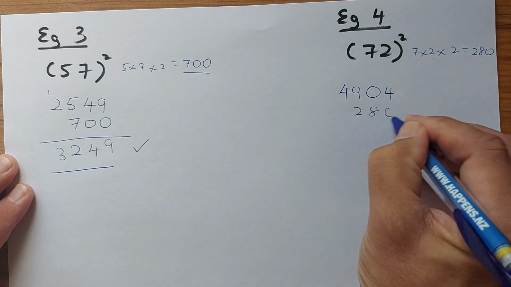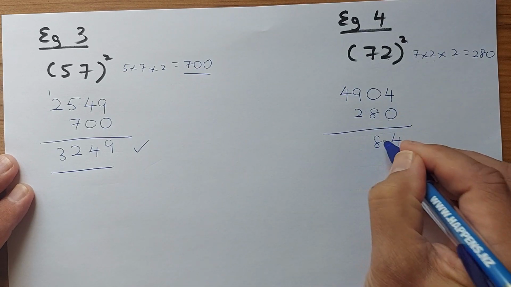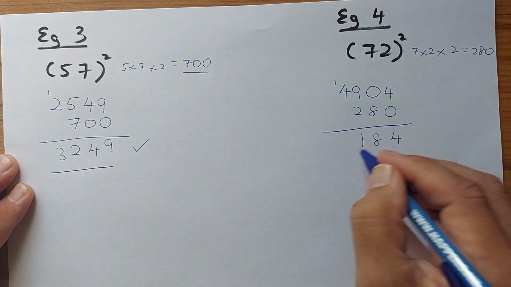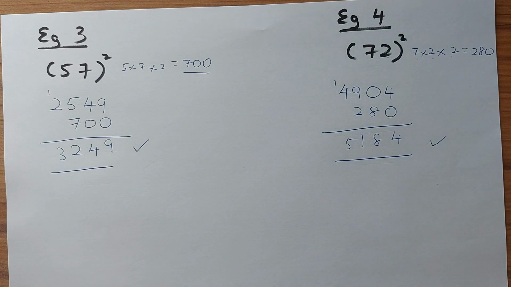So 280. And you're going to add: 4 plus 0 is 4. 0 plus 8 is 8. 9 plus 2 is 11. Carry up 1. 1 plus 4 is 5. And check, the answer should be 5184.